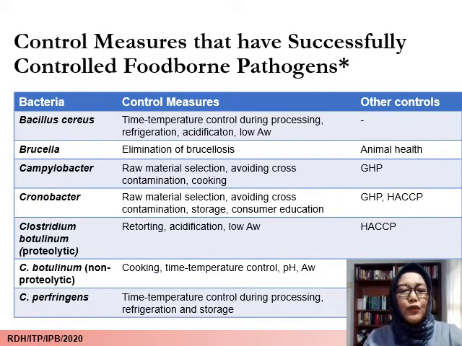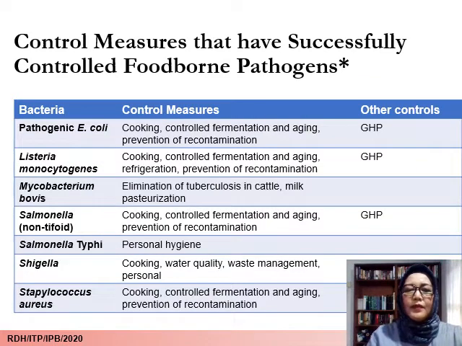These tables show you several control measures that have successfully controlled several foodborne pathogens, such as Bacillus cereus, Brucella, Campylobacter, Corynebacter, Clostridium botulinum, as well as Clostridium perfringens. There is also a similar table suggesting what bacteria can be controlled and what type of control measures have successfully been acknowledged to control the pathogen.